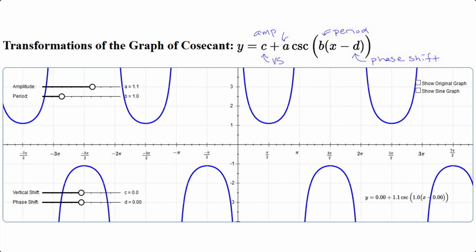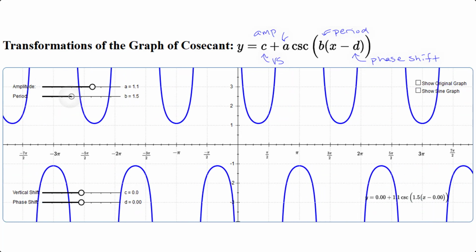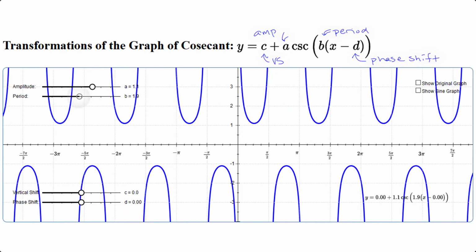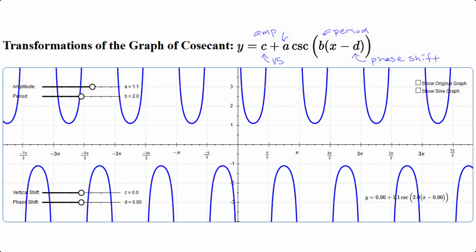Now the period change, the period is this same sort of concept as with sine and cosine. So if I change my period to 2, then what that means is the graph's going to complete a full cycle in half the amount of time, or you can look at it as it will complete 2 full cycles by the time you get to 2 pi. However you want to look at that, it's fine.